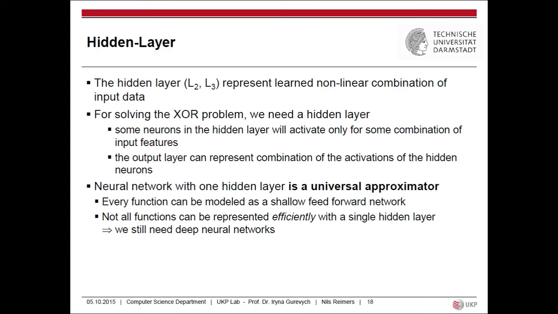A neural network with one hidden layer is a universal approximator, so every computable function can be computed with a shallow, one hidden layer feedforward network. So in theory, we do not need deep neural networks, but there are some functions which cannot be efficiently modeled with a single hidden layer. The single hidden layer would be exponential in size and really hard to train, but when we use a deep network, it's easy to train. So in theory we do not need deep neural networks, but in practice, as our training data is limited, we still need them.